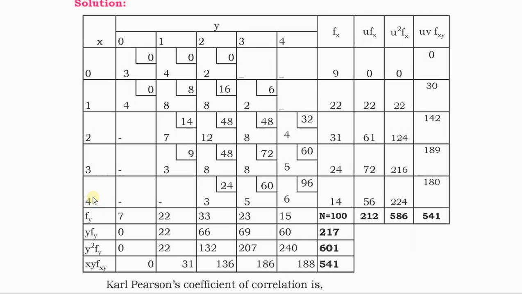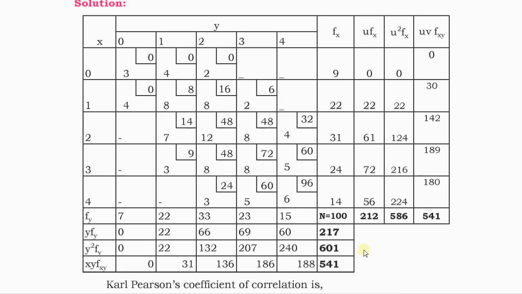Last one. 4 into 2 is 8, 8 into 3 is 24. 4 into 3 is 12, 12 into 5 is 60. 4 into 4 is 16, 16 into 6 is 96. That is 180. So if you total it here, the total result will be 541.